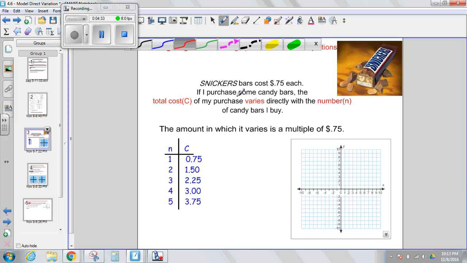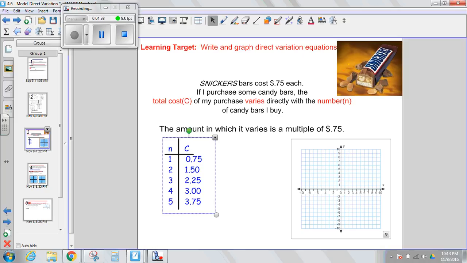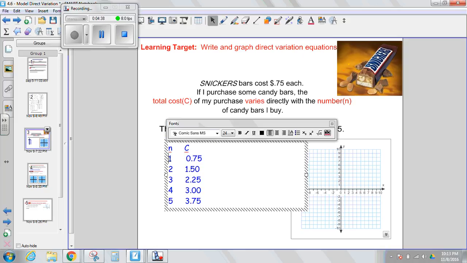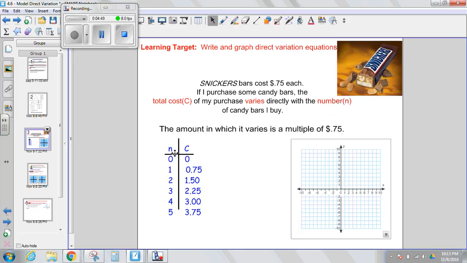Oh, and we forgot a very important one, so we'll add it now. What if I didn't want to buy any candy bars? What if I bought 0? How much am I going to pay? Well, we would hope we just pay $0, and that's exactly right. If you're not buying any candy bars, you're not going to pay anything. So we're going to have a point here at 0, 0.